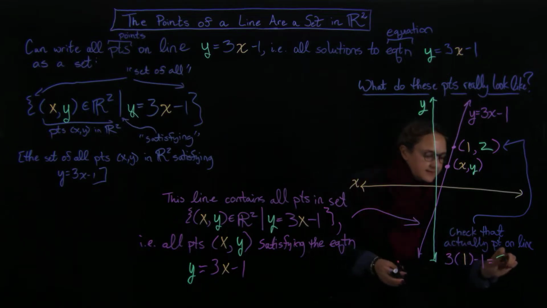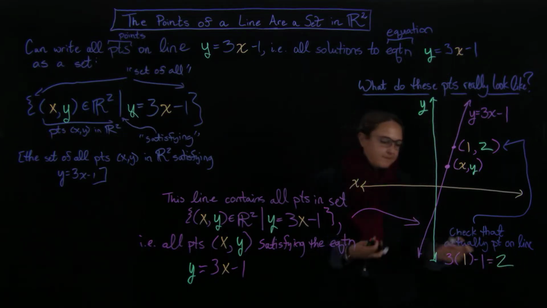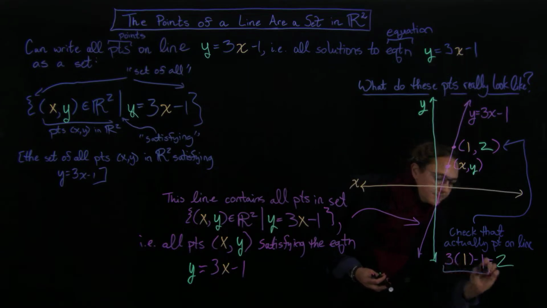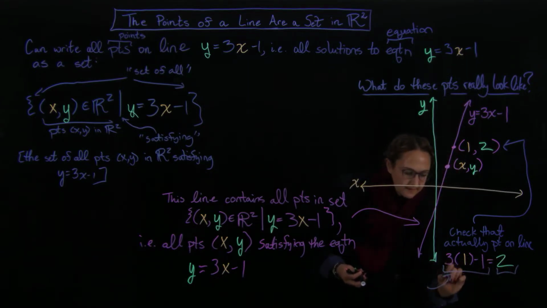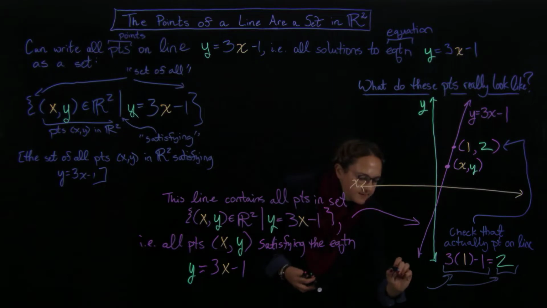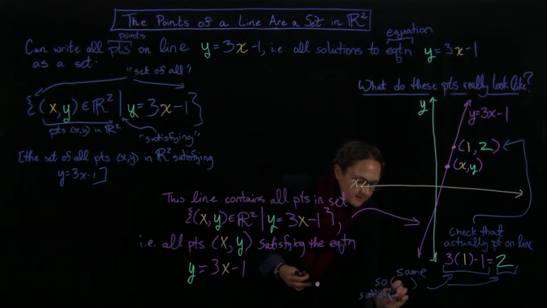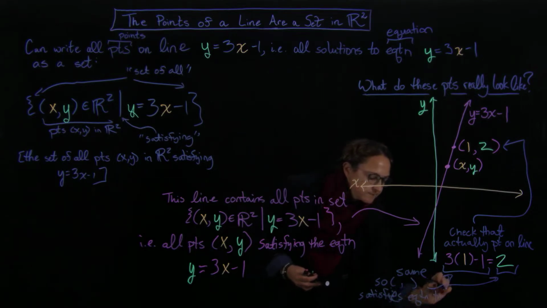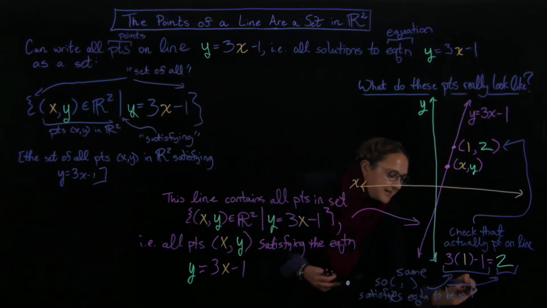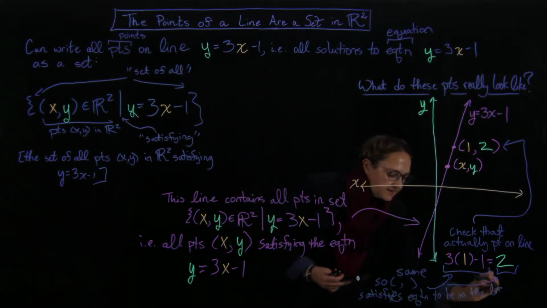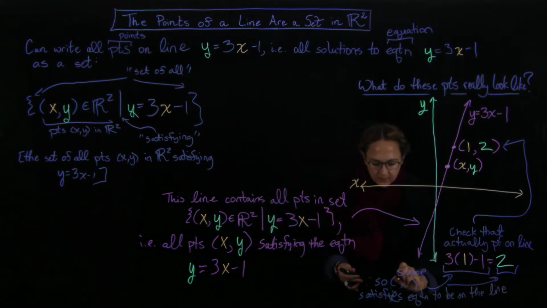And so this does indeed satisfy it, because the 2 sides are the same. So our point 1, 2 satisfies the equation to be on the line, or to be contained in that set, which is the same thing as a line. This was again our point 1, 2.